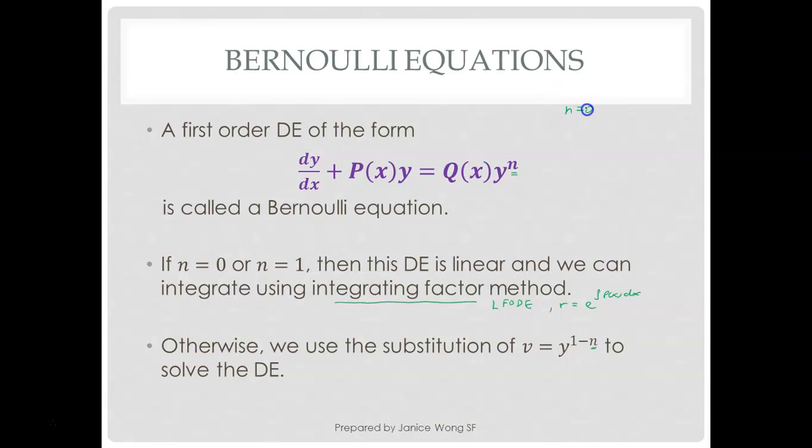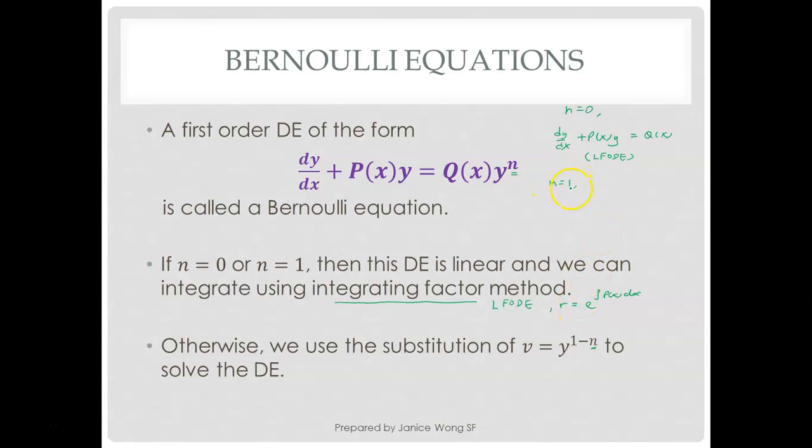So let's talk about n equals 0 first. dy over dx plus p(x)y equals q(x)y to the power of 0, which is 1. So you see, this is exactly a linear first-order differential equation. So we need to use rho to help us solve the differential equation.